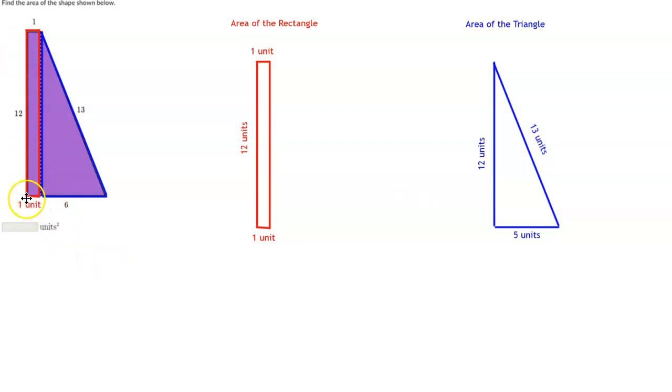In other words, this part of the bottom of this shape has 1 unit in it. If the entire measurement has 6 units, that means the bottom of the triangle is only going to have 5 units for a total of 6 units from here all the way to here. That's probably the most complicated part of this question. Other than that, it's just finding the area using the methods you know how.